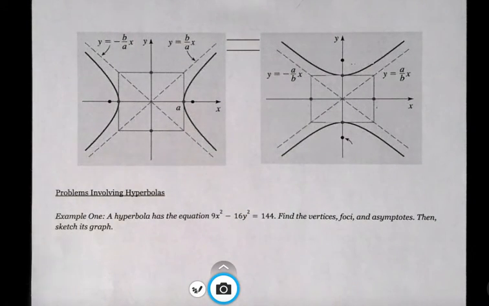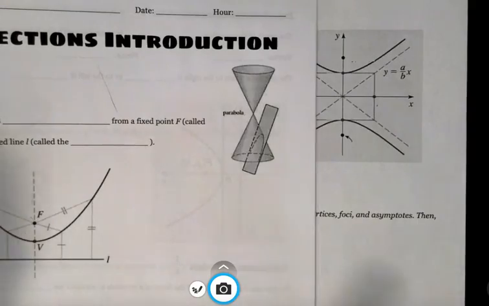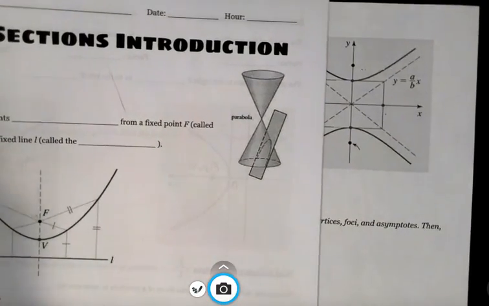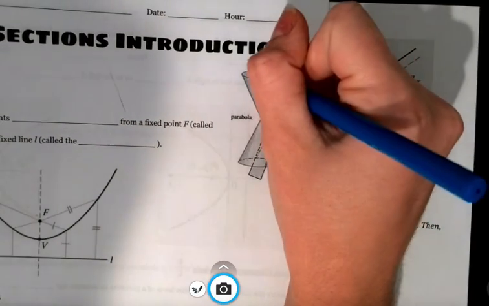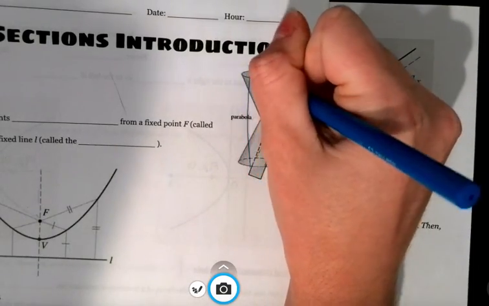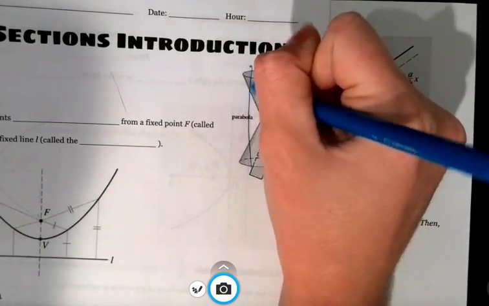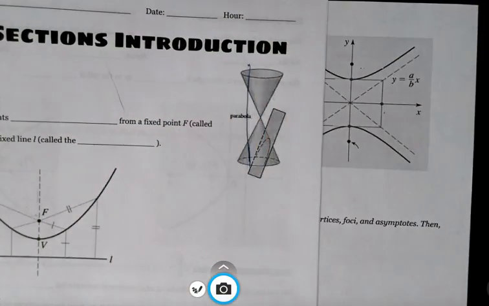All right, so we're going to start looking at hyperbolas. I just kind of want to remind you what a hyperbola is. So I'm going to put a different picture up here. When we have this shape, a hyperbola is when we cut it where it would hit both the top part and the bottom part. So we're going to have two pieces in our graph.